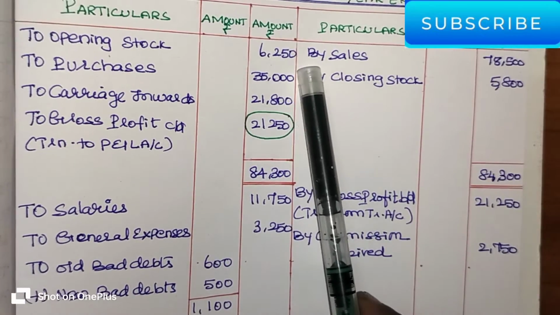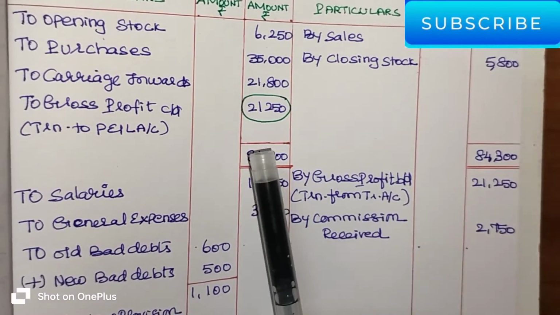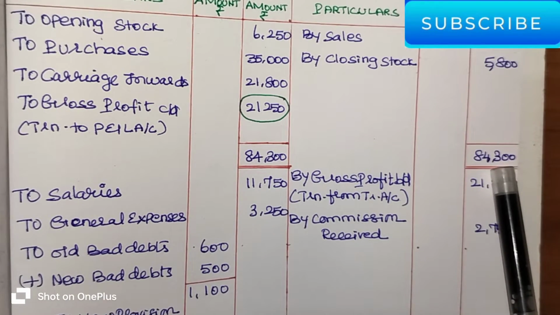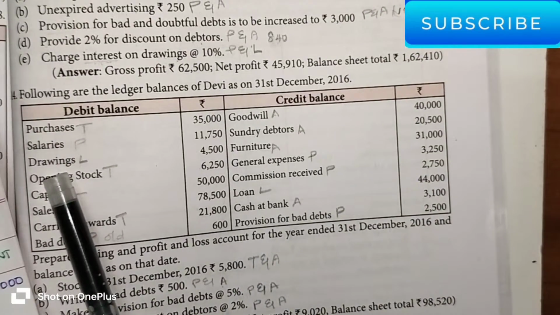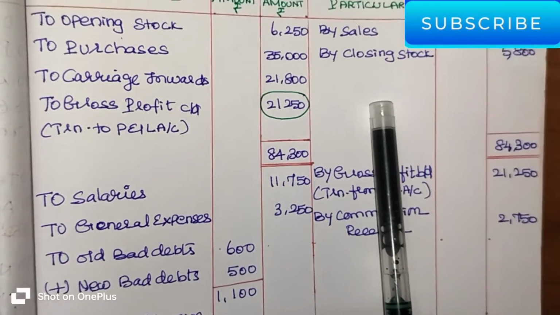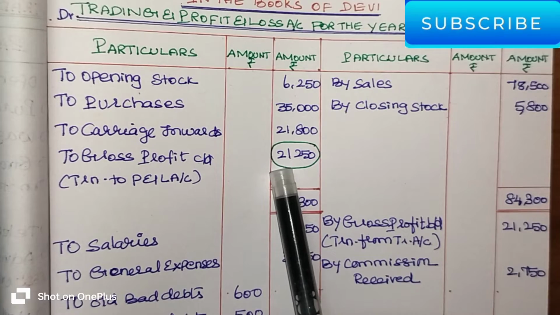On the credit side we have entered sales and closing stock. Okay, so we have come to the conclusion. Which side has the higher values? We have entered the entries related to the trading account on the debit and credit side. Now we are going to find out the difference between both sides.